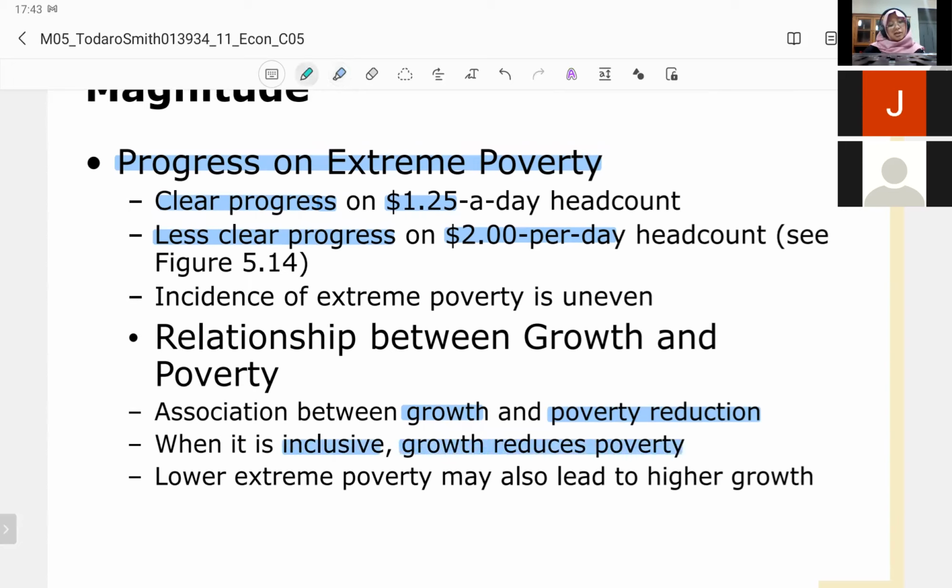What does it mean by growth being inclusive? It means that the benefit of economic growth can be beneficial for everyone in the economy, not just the rich people, but also the poor people. And then lower extreme poverty may also lead to higher growth. So this is true. Lower extreme poverty may also lead to a higher growth.